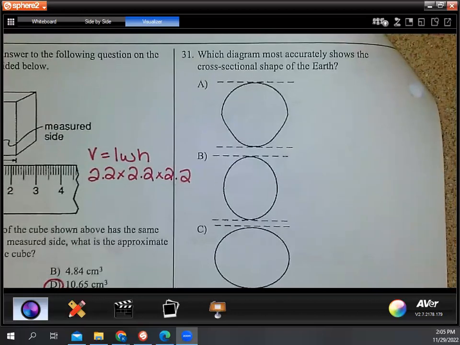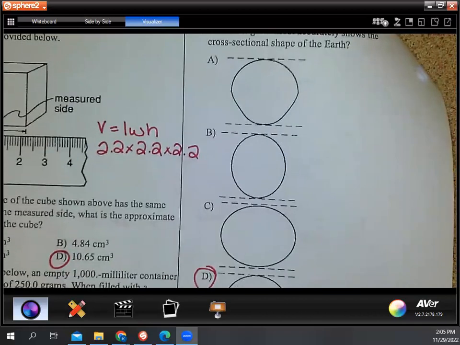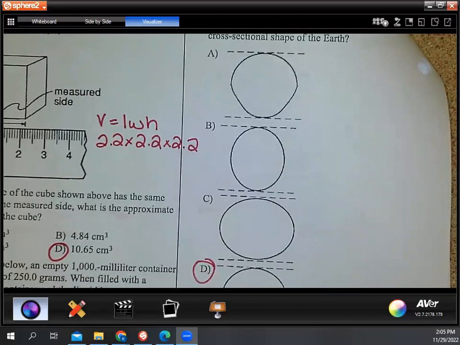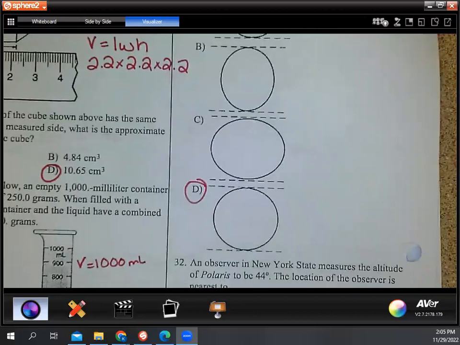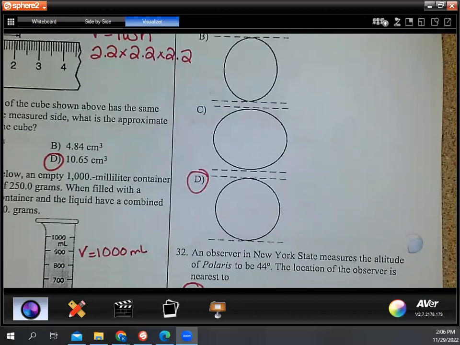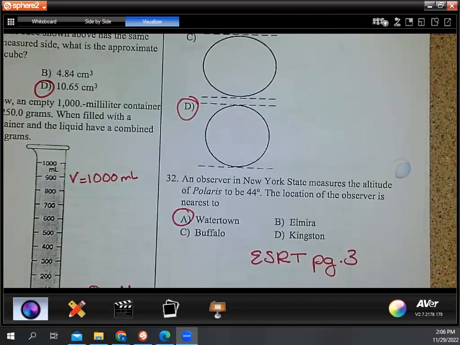Question 31, we all did really good on this one. This one was on the last test also. Which diagram most accurately shows the cross-sectional shape of the Earth? Earth is an oblate spheroid. That means it's a little flattened on the poles, a little wider in the midsection, but it is so slight that our eye still sees it as a perfect circle. So we picked the one that looks like a perfect circle. It is D. Question 32, an observer in New York State measures the altitude of Polaris to be 44 degrees.